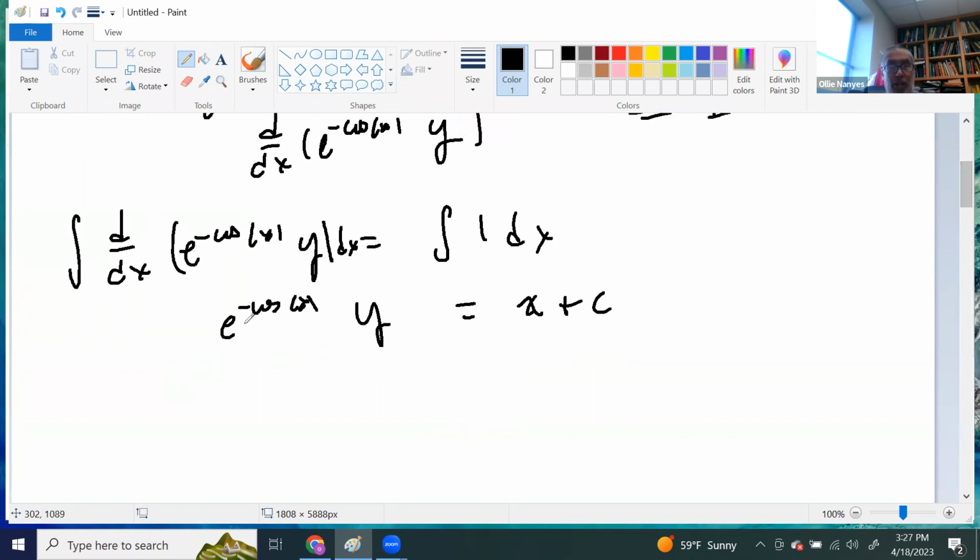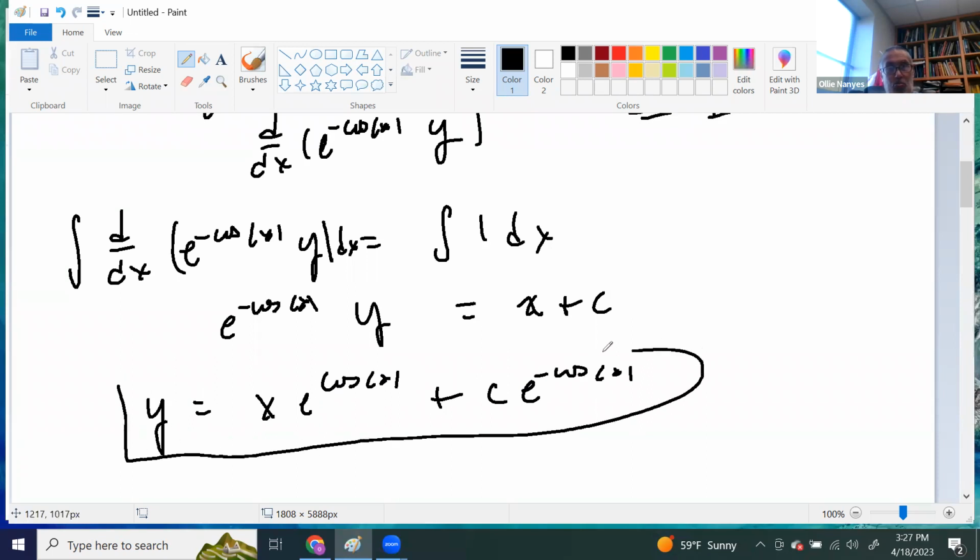Then multiplying through both sides by e to the cosine x, we get y is equal to x e to the cosine x plus c e to the minus cosine x. So you can see this works pretty readily.